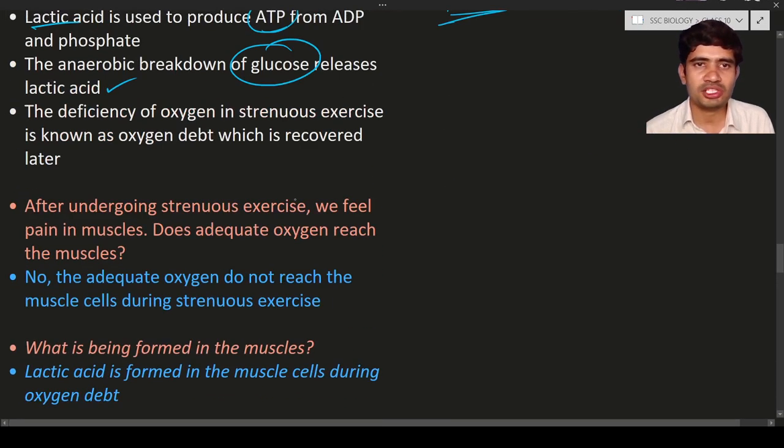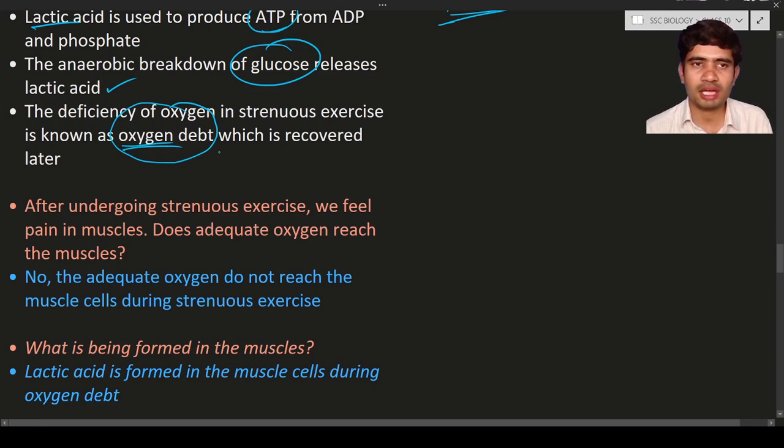The deficiency of oxygen in strenuous exercise is known as oxygen debt. What is oxygen debt? First of all, what is the meaning of debt? Debt is nothing but some amount of money or something taken from someone. Here the oxygen is not there. The deficiency of oxygen, a lesser amount of oxygen, is known as oxygen debt. This oxygen debt will be recovered later.